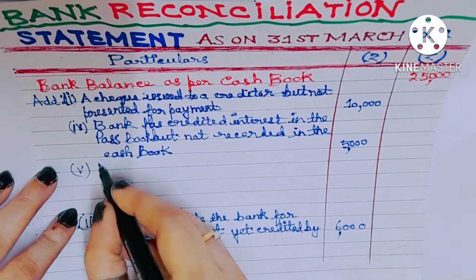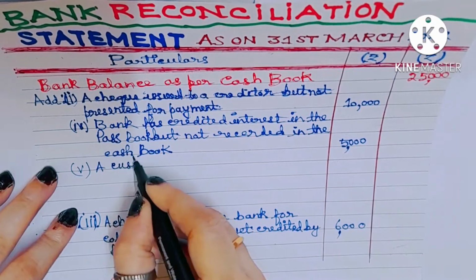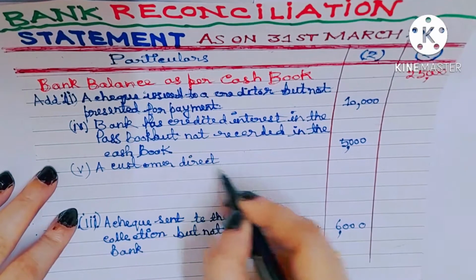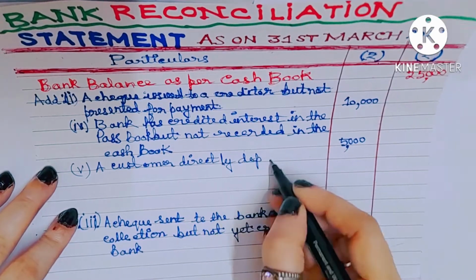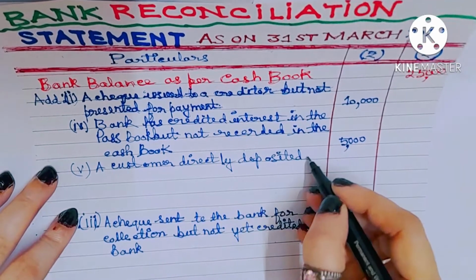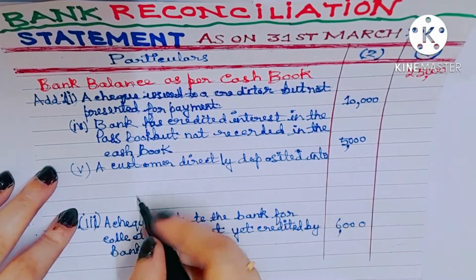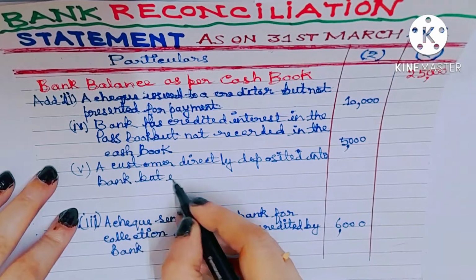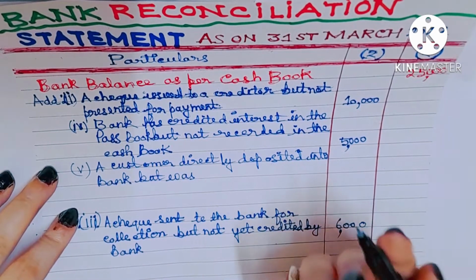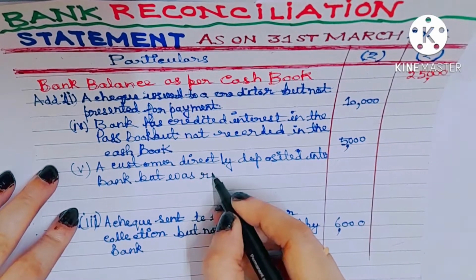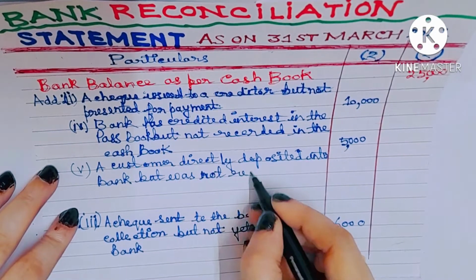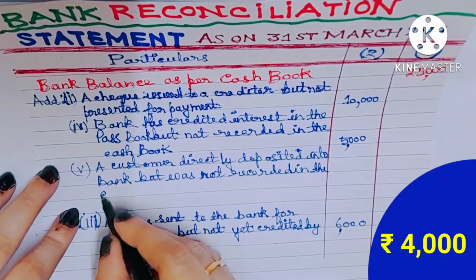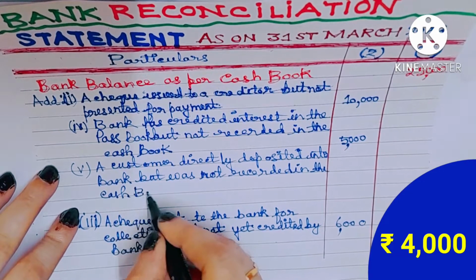A customer directly deposited into bank, but was not recorded in the cash book. Or was recorded in the passbook only. Means the same thing. Was not recorded in the cash book. So what is the amount? The amount is 4,000.